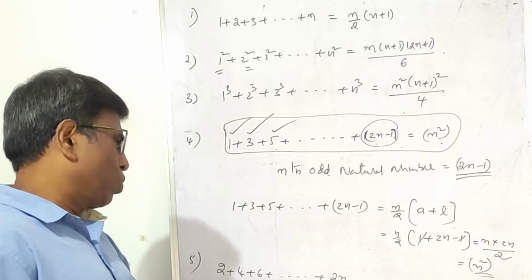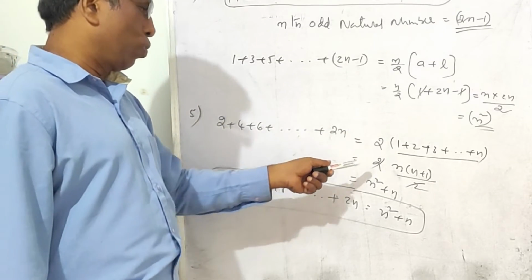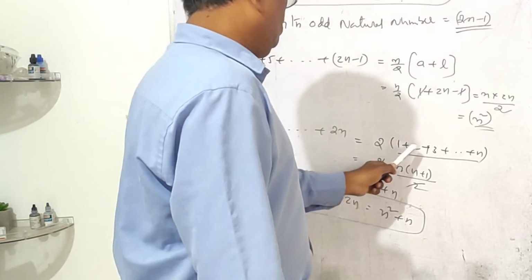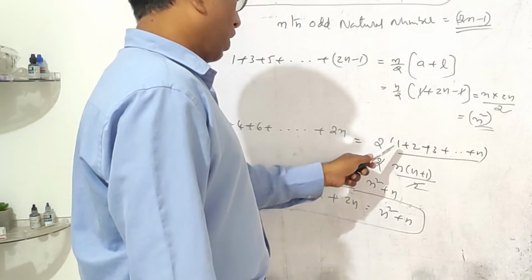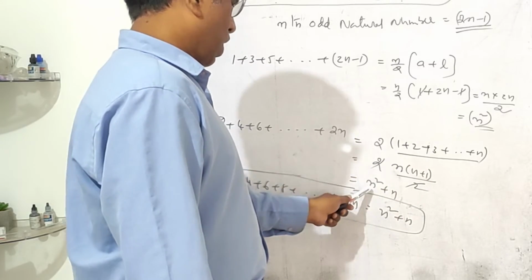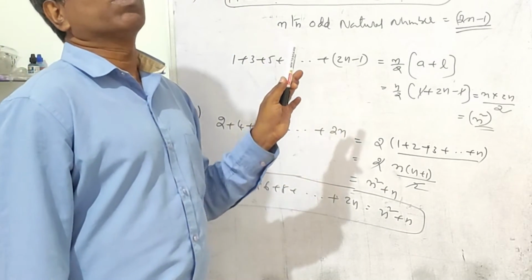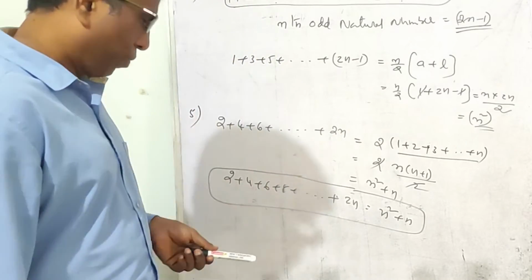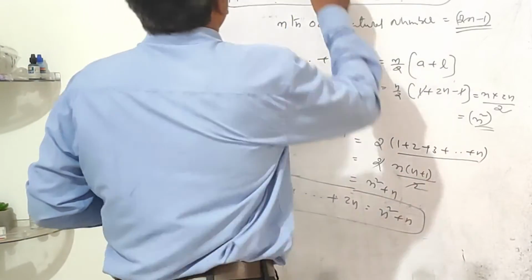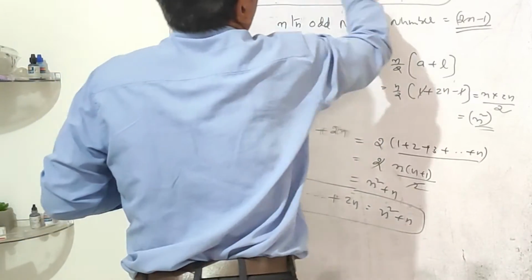Fifth, suppose 2, 4, 6 and so on up to 2n. This can be taken as 2 outside, times 1, 2, 3 and so on up to n. So 2 into n and n plus 1 by 2 gives n square plus n. So these 5 formulas are very important for solving problems. Let me explain a few problems about this.